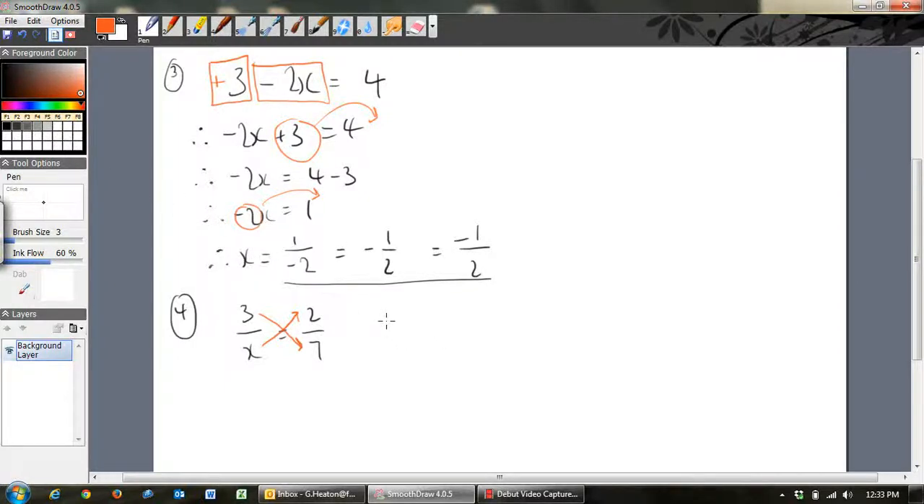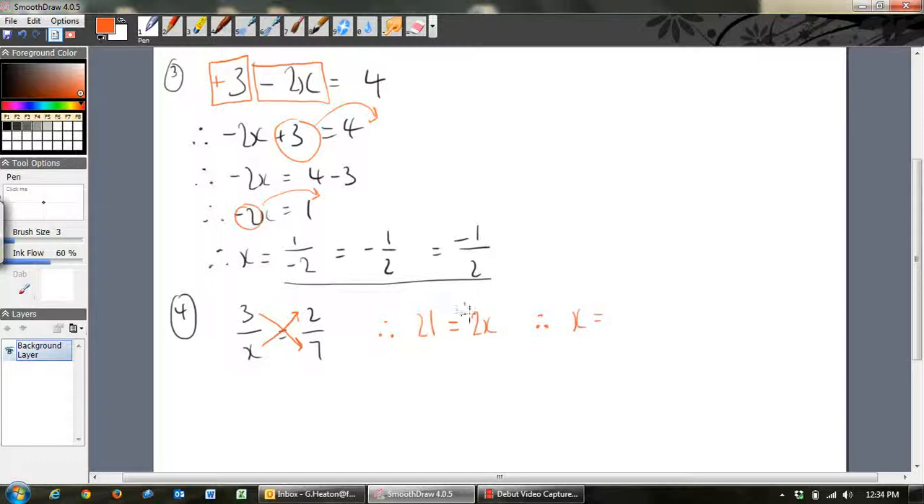And you can figure out why if you go have a look at that example. If you do it the long way, you'll see that this short way is just doing 2 steps in one go. So what you do is you say 3 times 7, what's 3 times 7? It's 21. That's equal to this other cross multiply here, 2 times x, which is 2x. So 21 equals 2x, and then you can simply solve that.